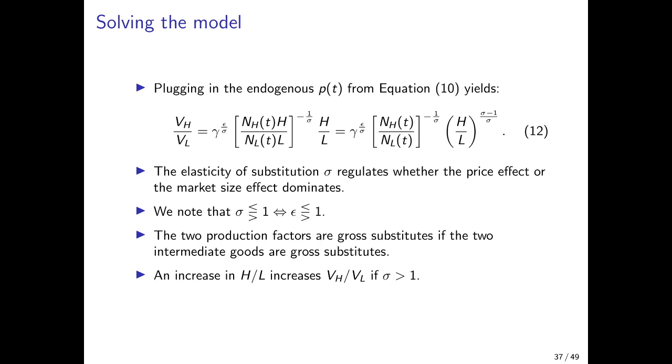So basically the derived elasticity of substitution between the two production factors is determined by the elasticity of substitution of the two intermediates in the production function. And the two production factors H and L are gross substitutes if the two intermediate goods are gross substitutes. And now what we see here is that an increase in H over L would imply an increase of V_H over V_L if the elasticity of substitution is greater than 1. So if the two production factors are gross substitutes, which they are empirically, because high-skilled and low-skilled workers are typically substitutes on the labor market.